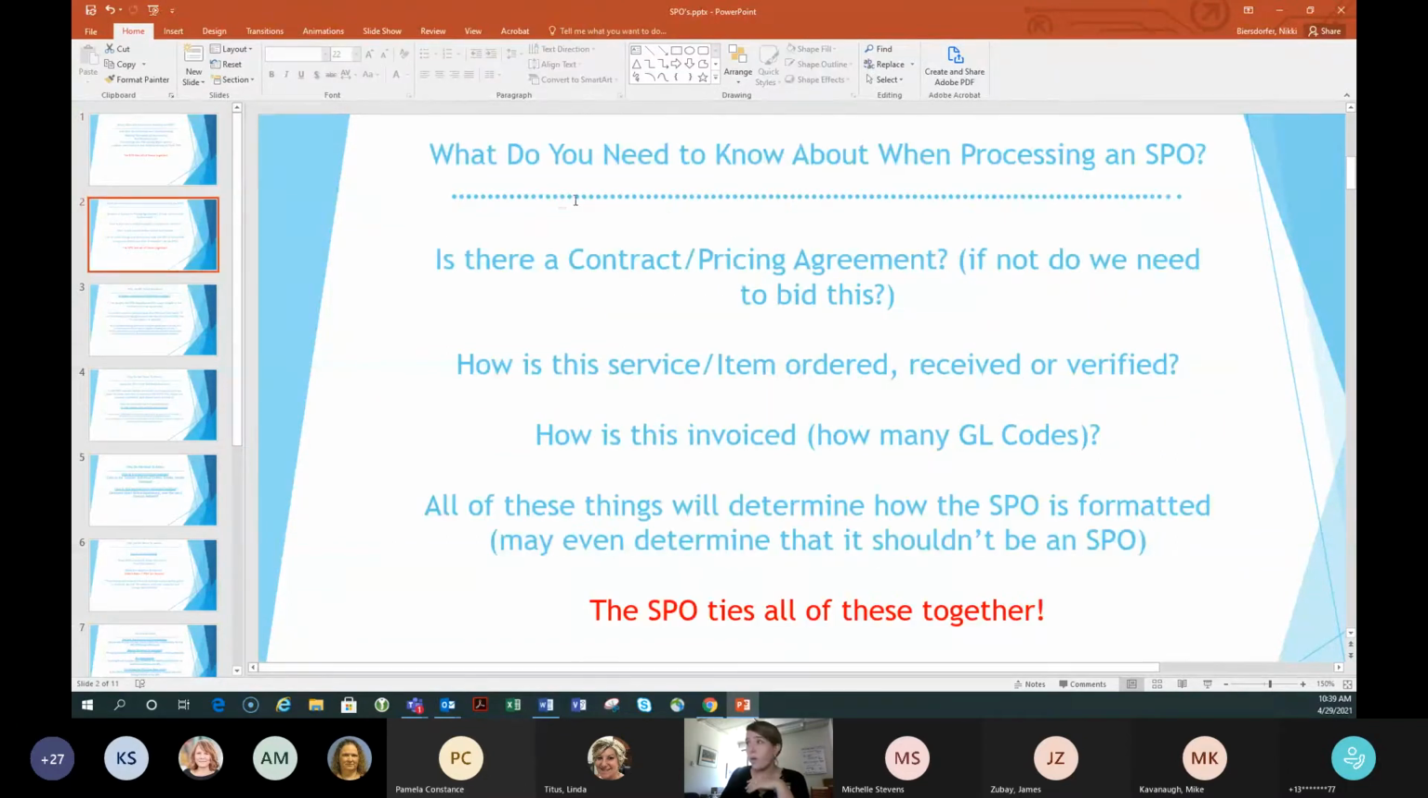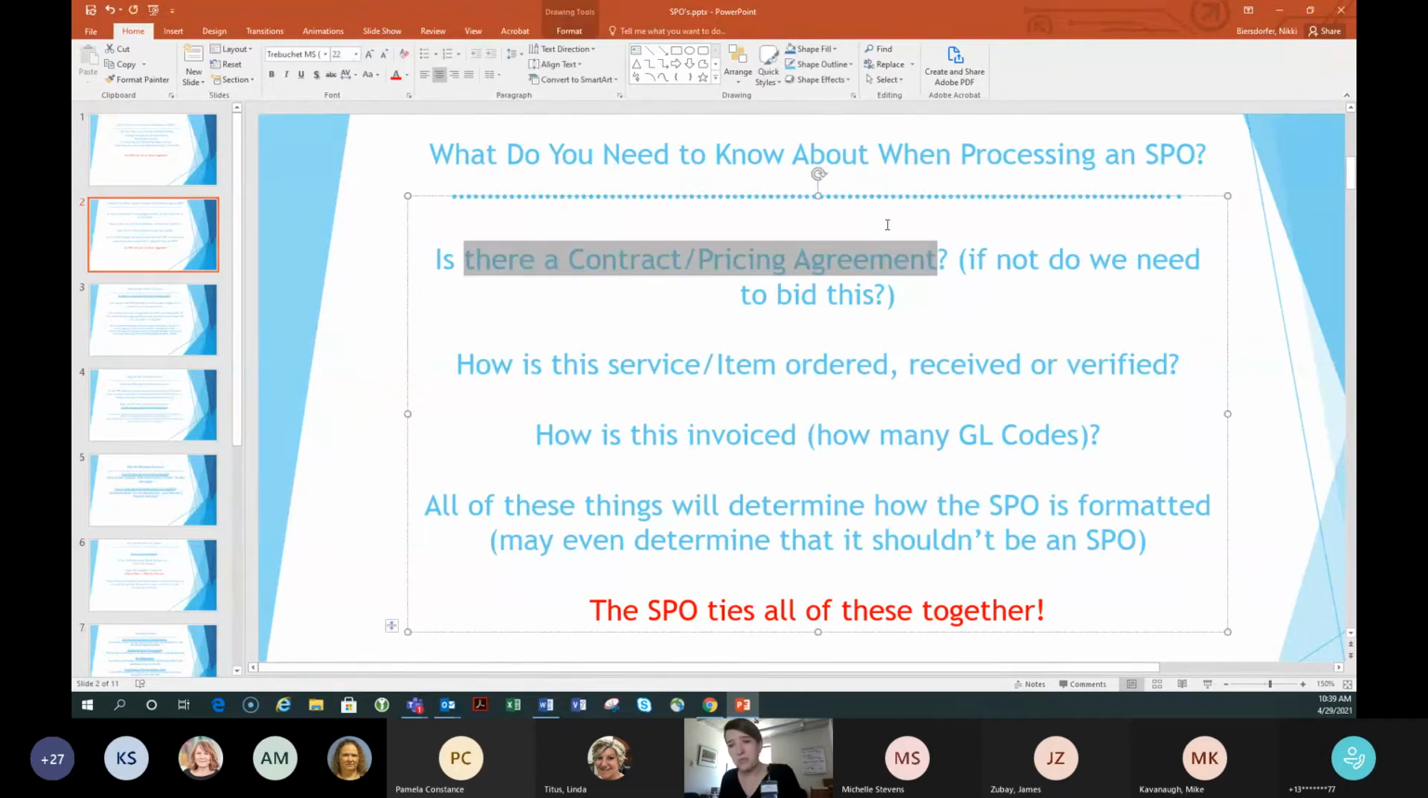What do you need to know about when you're processing an SPO as a buyer? As a buyer, you need to know, is there a contract? Is there a pricing agreement? Should this be bid? Can it be bid? Was it bid? So all of the notice, right? All of these questions. So this is why this is definitely more of a conceptual call for us today, because there's no way I could give you every possible example of everything that we're talking about right now.